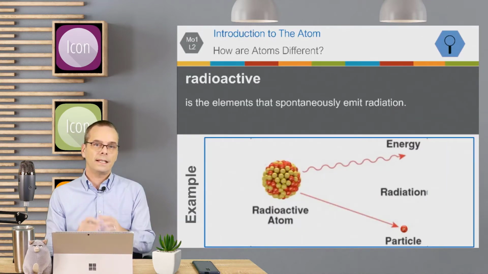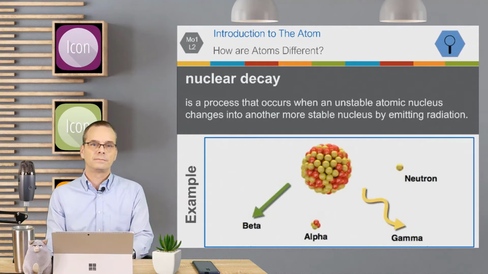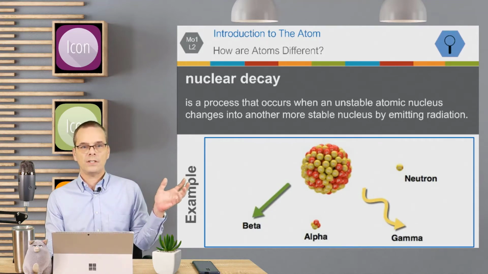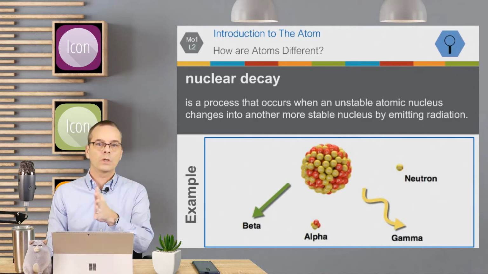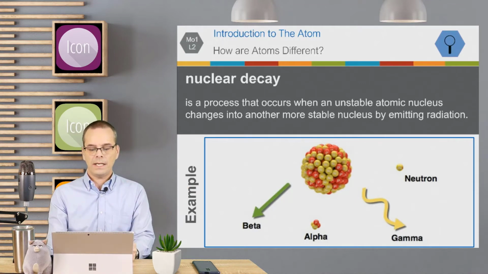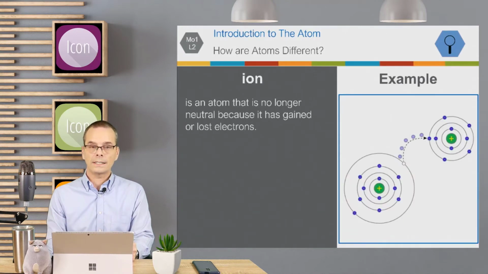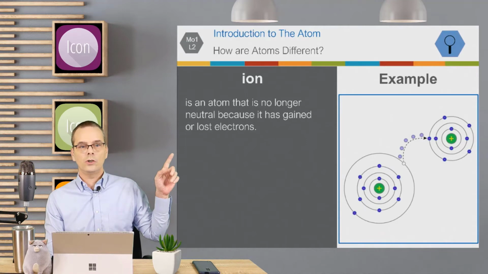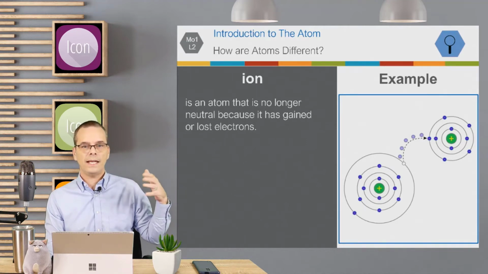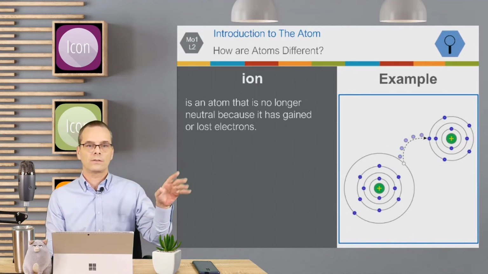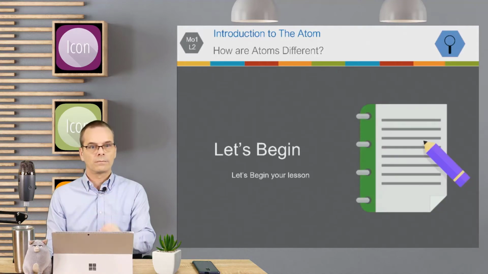Radioactive elements are elements that spontaneously emit radiation. Nuclear decay is the process that occurs when an unstable atom nucleus changes into another, more stable nucleus by emitting radiation. An ion is an atom that is no longer neutral because it has either gained or lost electrons. So let's go ahead and begin our lesson.